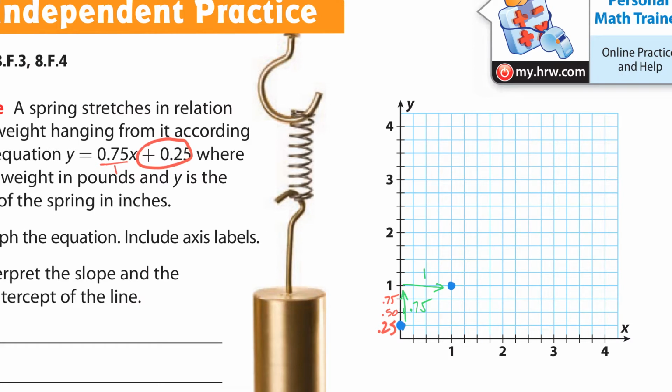Now I'm going to do that another time here. I'm going to go up 0.75, which means I go up 3 of these little grid points, 1, 2, 3, and all the way over to 2. There. I wish I had a straight line tool, but I'll do my best. And this just keeps on going in this direction. There's the graph.